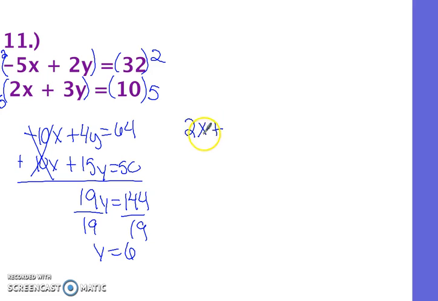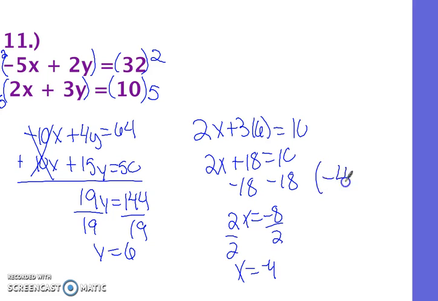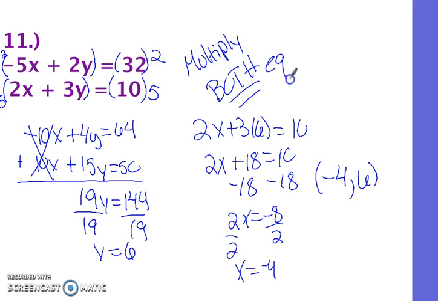So I have 3x. No, I was right. I have 2x plus 3 times 6 equals 10. So 2x plus 18 equals 10. Subtract your 18 to get 2x equals negative 8. Divide both by 2, x equals negative 4. So your final answer is negative 4, 6. So sometimes multiply both equations.